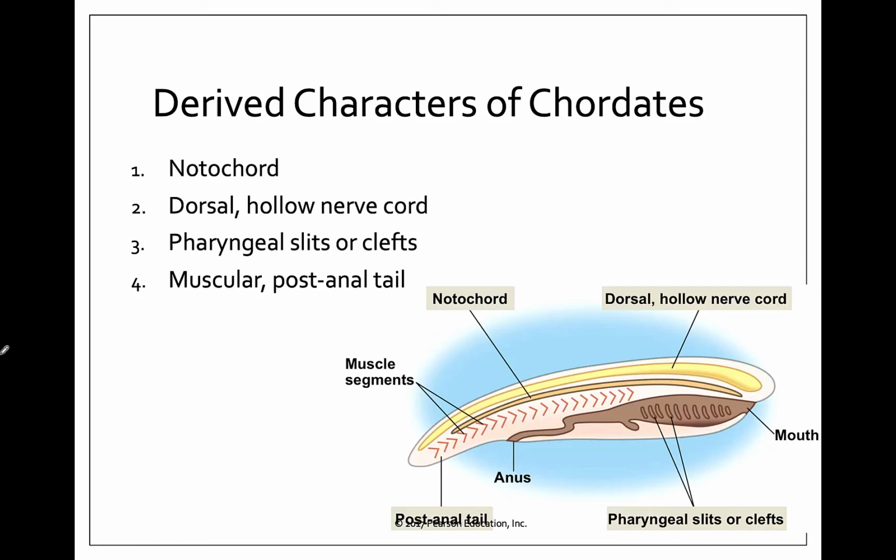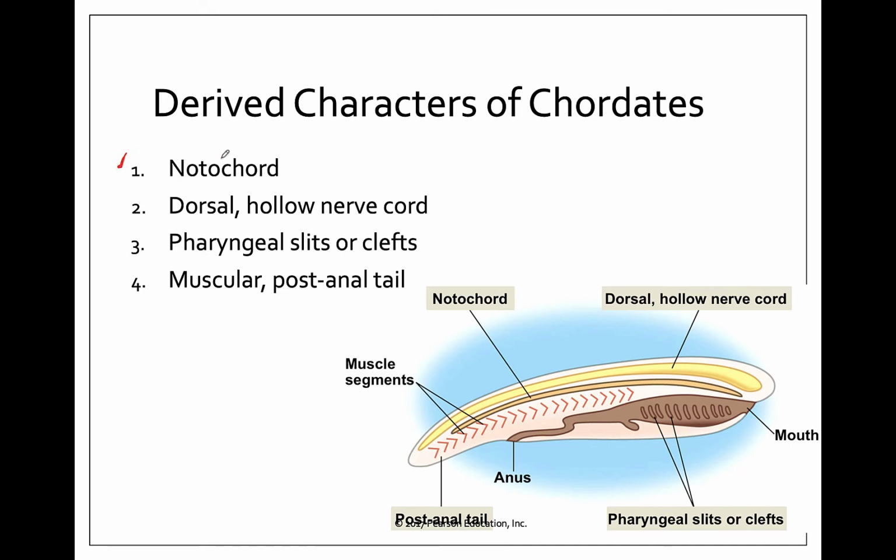So there are four major characteristics of chordates. These are derived characters, meaning that all chordates have these, but non-chordates like the echinoderms are not going to have these characteristics. So let's go through these one by one.